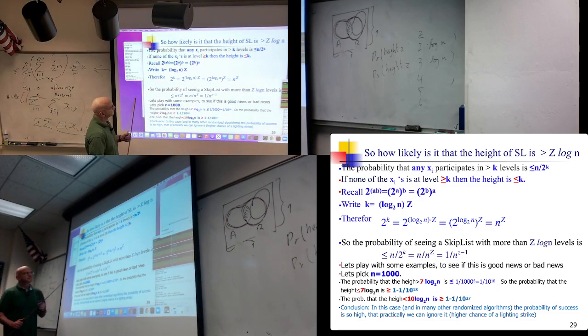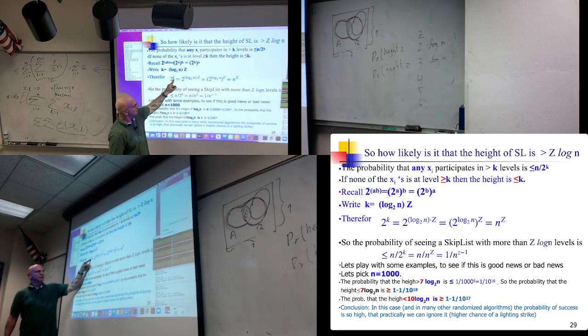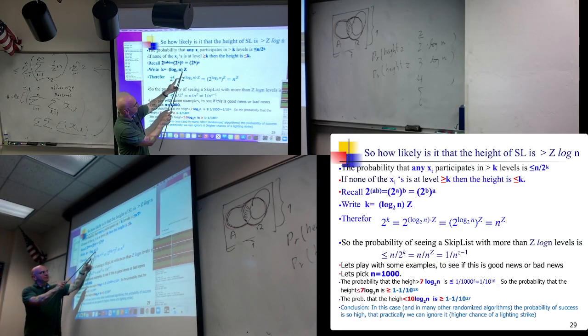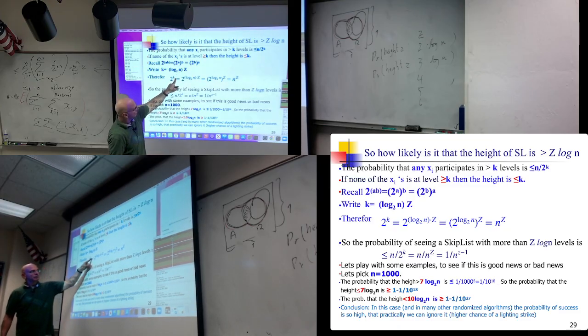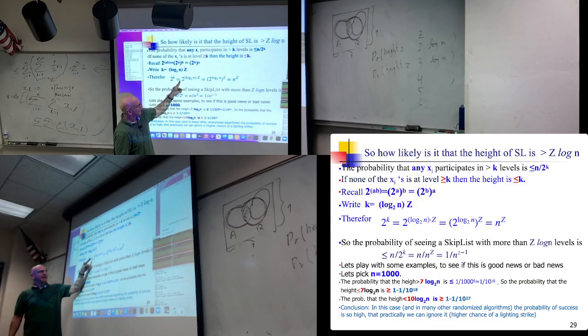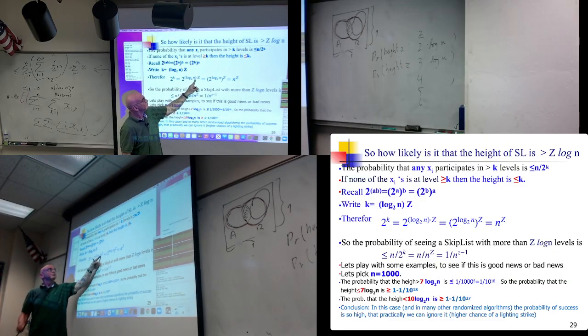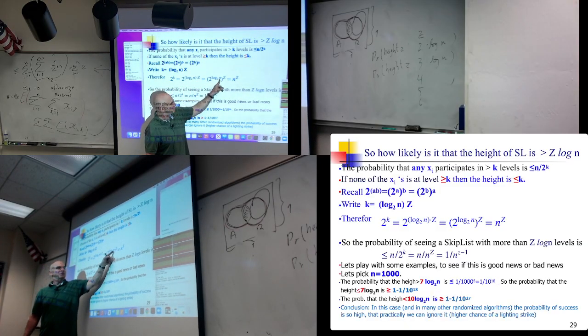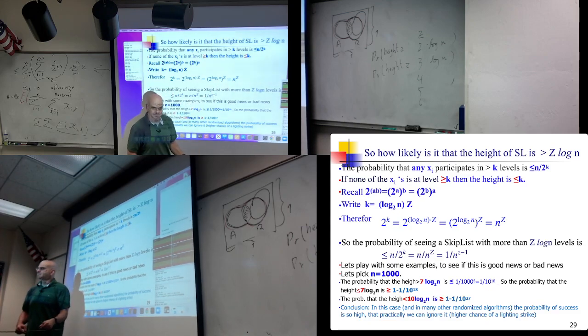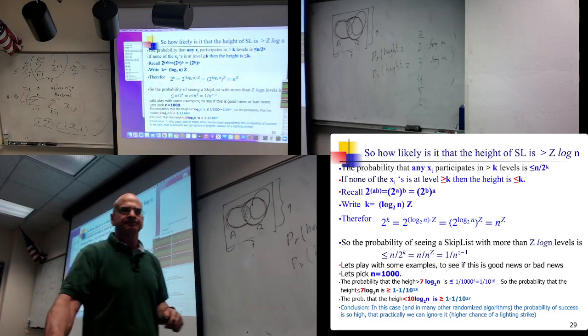So what is 2 to the power of k? 2 to the power of k, what did I say? I replaced k by z log n. K was z times log base 2 of n. So 2 to the power k is 2 to the power of log n times z. 2 to the power of log n is just n. So 2 to the k is just n to the power z. Z will be 2, 3, 4, 5, 6.